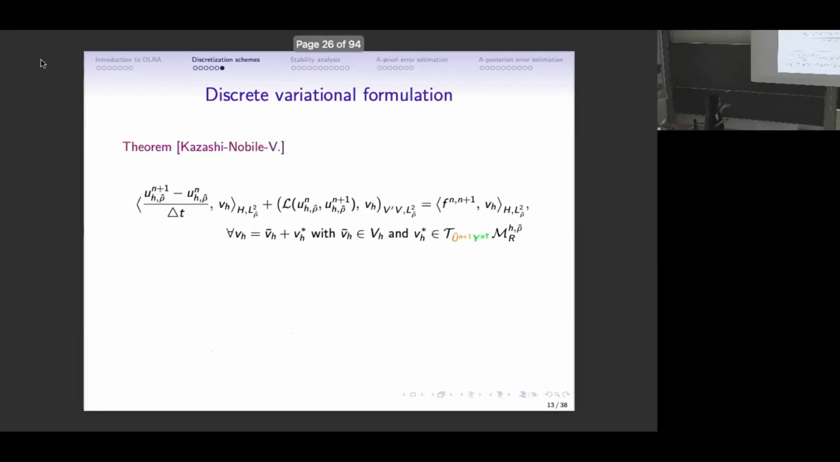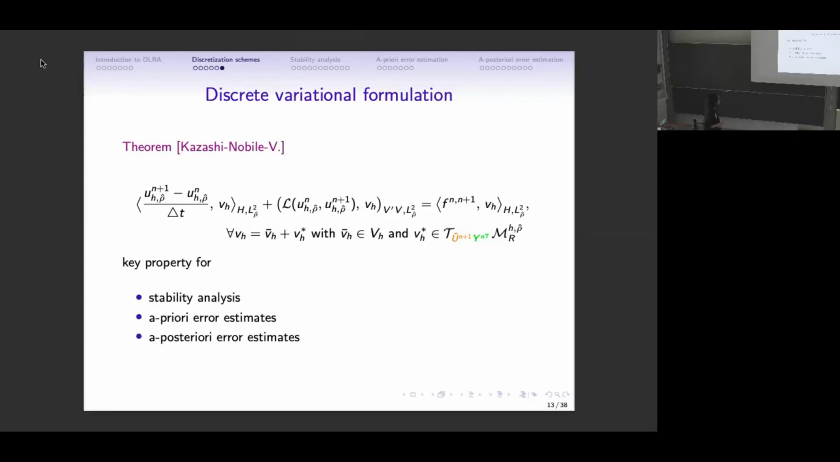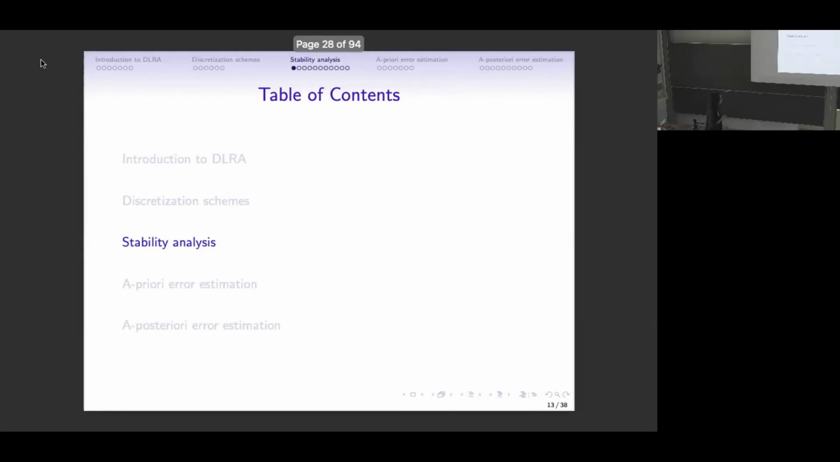If you do it in this way, you can write the discrete variational formulation, which is stated in the following way. You have the new solution minus the old solution, then this symbolic operator evaluated, and you are taking test functions from this tangent space. This is basically the key property which is used for stability analysis, a priori estimates, and a posteriori estimates, because it basically simplifies all the analysis. So now I just proceed with the stability analysis.